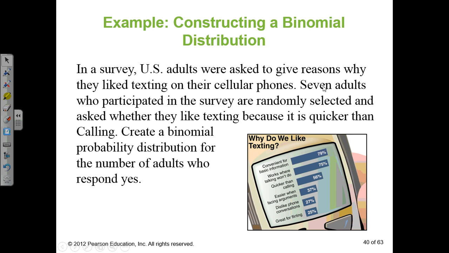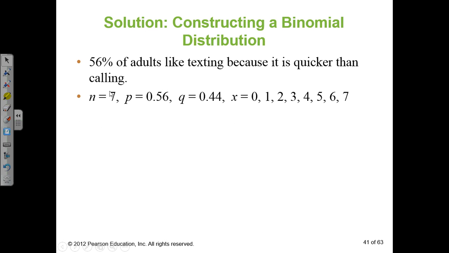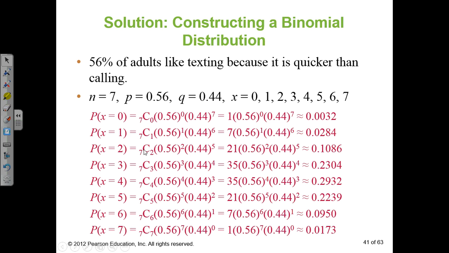Suppose we ask 7 adults if they prefer texting because they think it's quicker than calling. In this survey, notice 56% said they prefer texting to calling because it's quicker. Now, n is 7, p is 0.56, q is 0.44, and x could be 0 to 7. We need to do this formula 8 times.